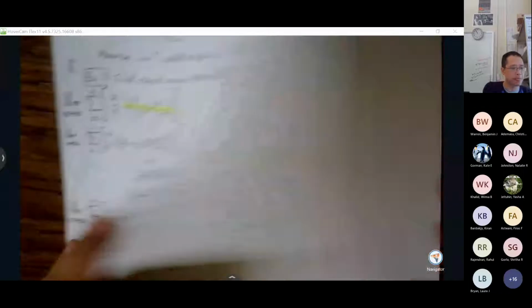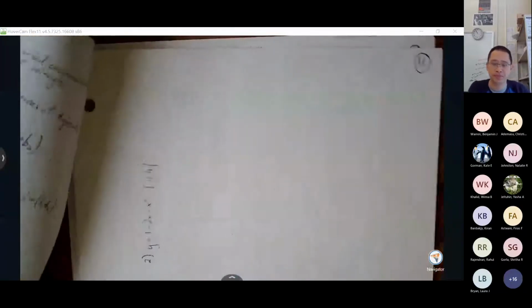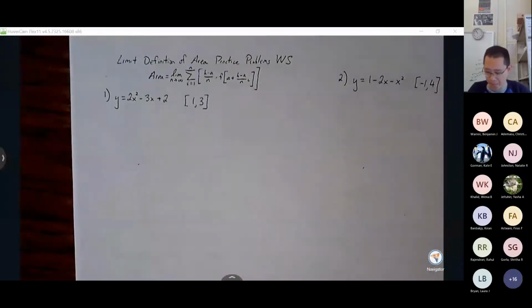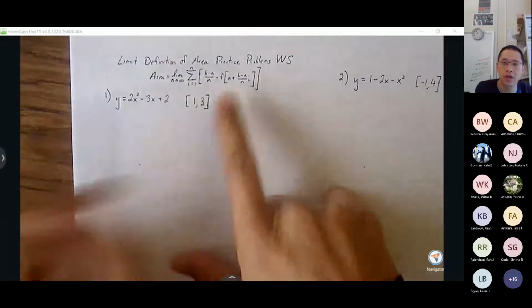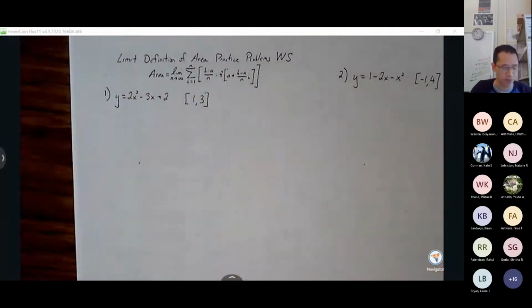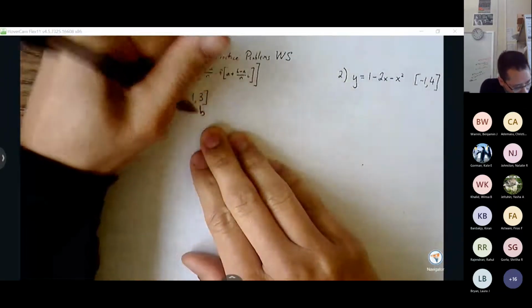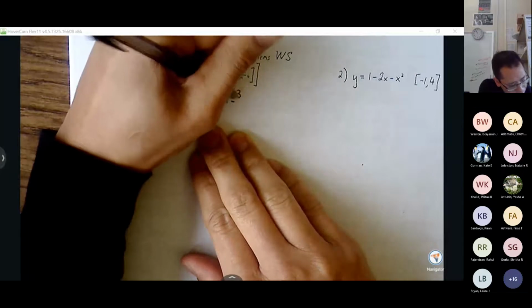Okay, so if you guys can go to page 11 in your packet. If you don't have the packet, you can just copy this problem down. So here's our function, here are our bounds, and here is the area formula. 1 and 3 are our A and B values. So the width is (B minus A) over N.